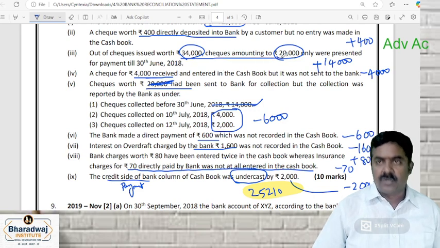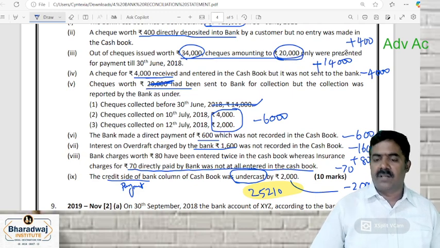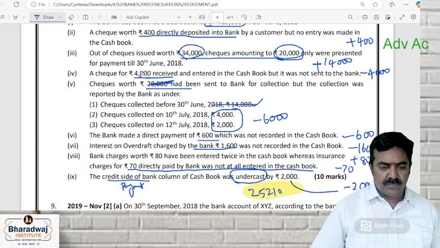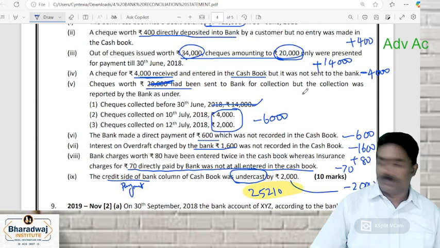இந்த 14,000 புரியுதா difference? 34,000 customer deduct பண்ணிருக்காங்க, but நம்ம 20,000 தான் deduct பண்ணிருக்கோம். We should deduct 14,000, but OD starting பண்ணால we add 14,000. Check 4,000 received, entered in the cash book. Customer has added, we should also add it, but OD starting பண்ணால minus 4,000.